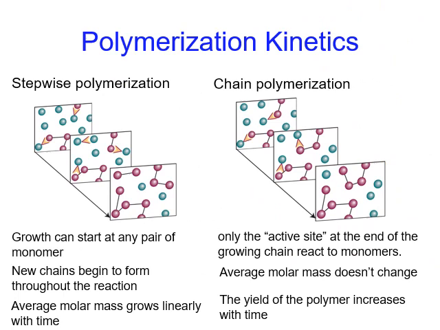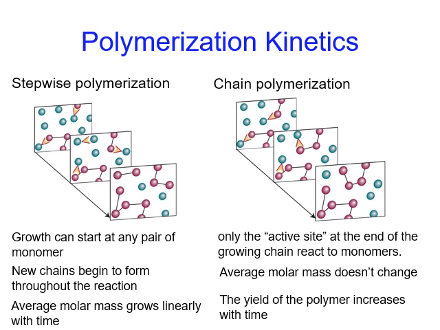We have studied gas phase reaction mechanisms. Now let's look at polymerization kinetics. Two common polymerization kinetics are stepwise polymerization and chain polymerization. In stepwise polymerization, growth can start at any pair of monomers, and new chains begin to form throughout the reaction. Average molar mass grows linearly with time.